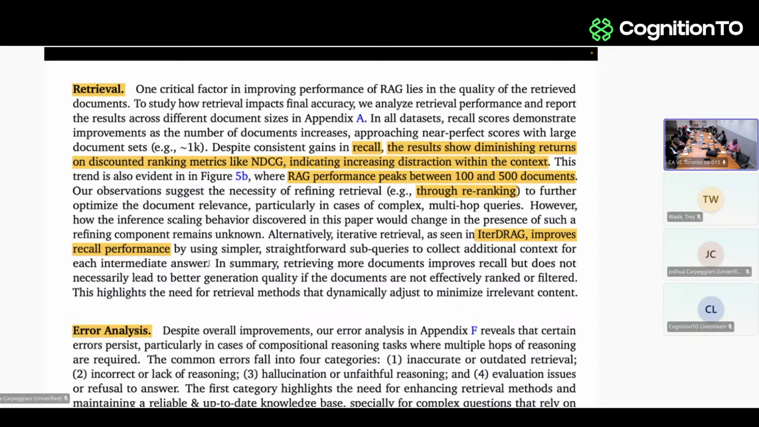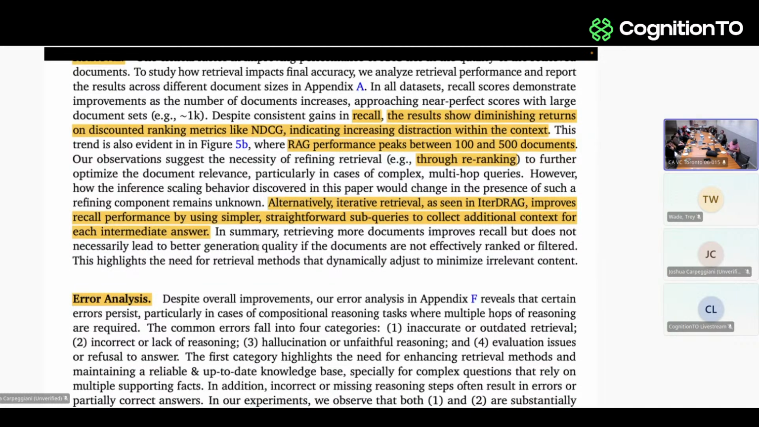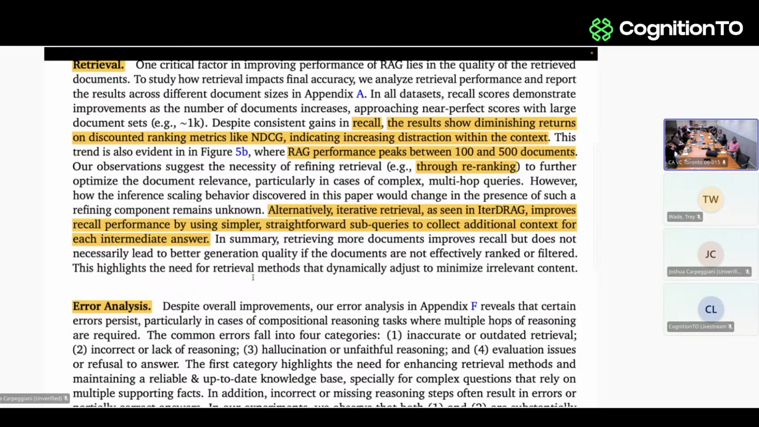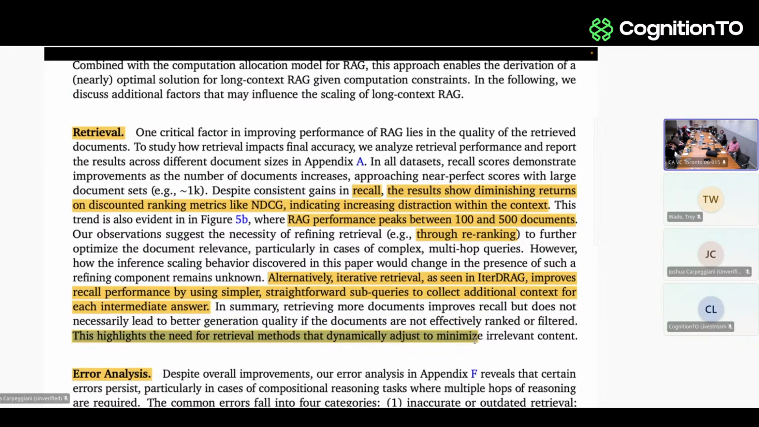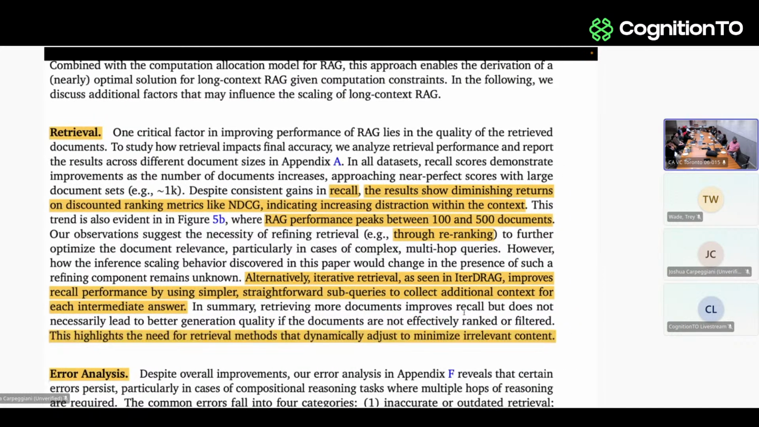Yeah. I guess the thing that is the most interesting about this paper is this here. Alternatively, iterative retrieval, as seen in iter_RAG, improves recall performance by using simpler, straightforward subqueries to collect additional context for each intermediate answer. In summary, retrieving more documents improves recall, but does not necessarily lead to better generation quality if the documents are not effectively ranked or filtered. This highlights the need for retrieval methods that dynamically adjust to minimize irrelevant content, which I guess is something that they're probably going to release in another research paper.